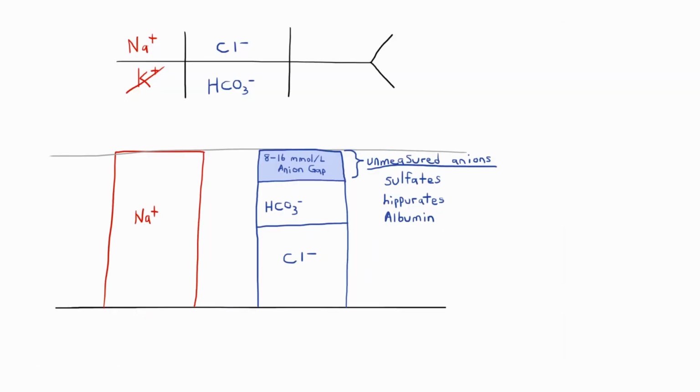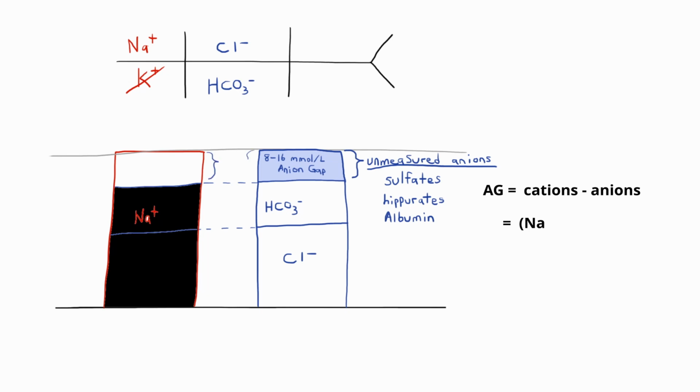And now it's time to actually calculate the anion gap. Now, this is a simple calculation. It shouldn't incite fear, and there's no excuse for not remembering it. It's simple arithmetic. It's not a complicated formula. And that is cations minus anions. Now, the only cation we care about is sodium, and you subtract the 2 anions that we measure, which is bicarbonate and chloride, and whatever's left is the anion gap.